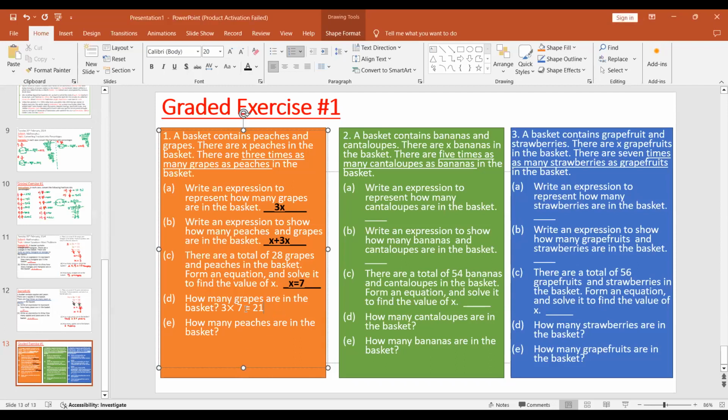So 3 times 7 is going to be 21. All right. Okay, how many peaches are in the basket? 7, because x equals 7. Very good, because x equals 7, so it's going to be 7 peaches.